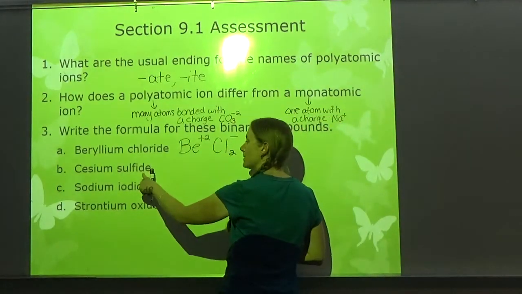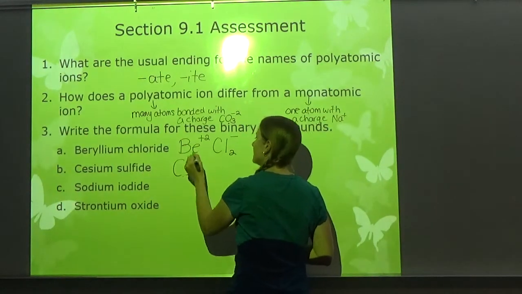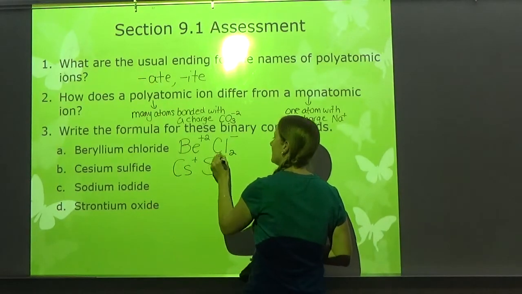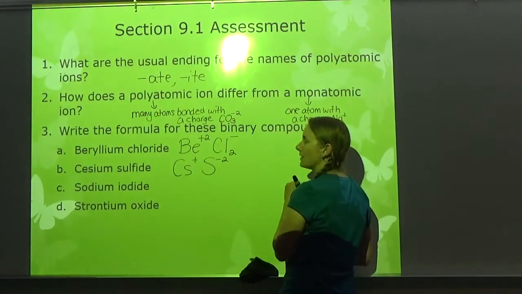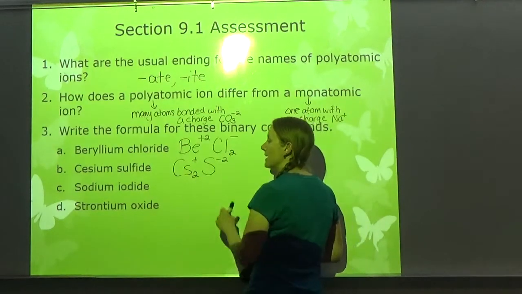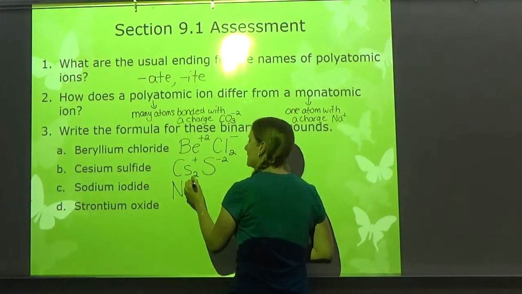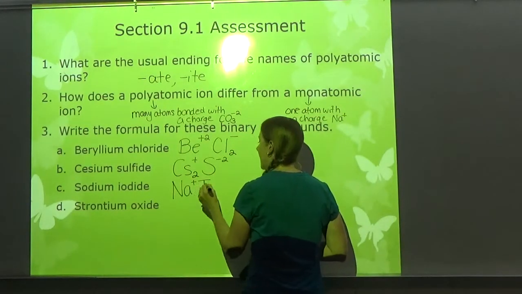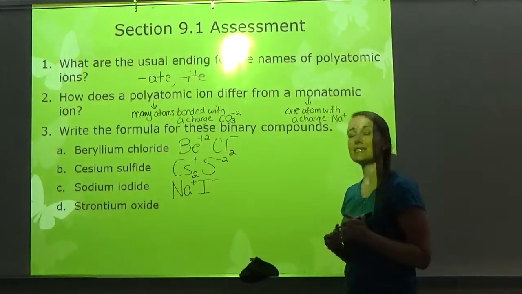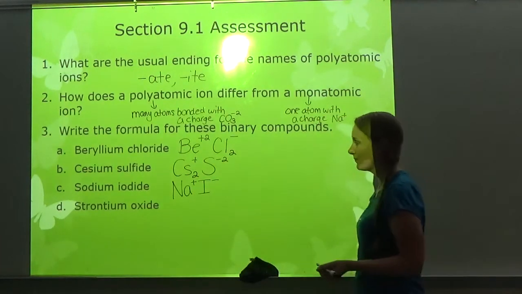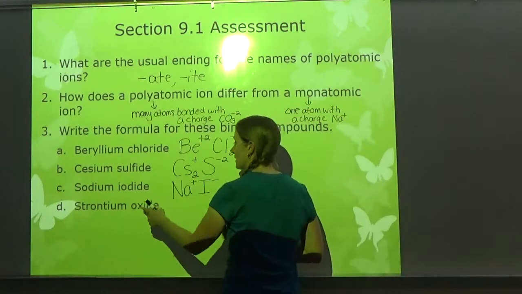Here we have cesium sulfide. Cesium, Cs, is in group 1, so it has a +1 charge. Sulfide is S, it's in group 16, so it has a -2 charge, so I cross my 2. Sodium iodide. Sodium is Na, it's in group 1, so it has a +1 charge. Iodide is I, it's in group 17, so it has a -1 charge, so I don't need to cross anything. They already canceled.